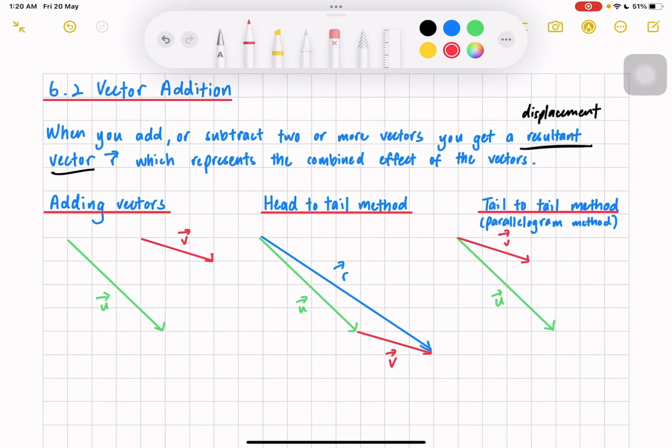So let's start with vector v first. So vector v, we can add it to the head of vector u over here, and the same goes for vector u. We can add it to the head of vector v, and the resultant vector will be the diagonal of the parallelogram over here.